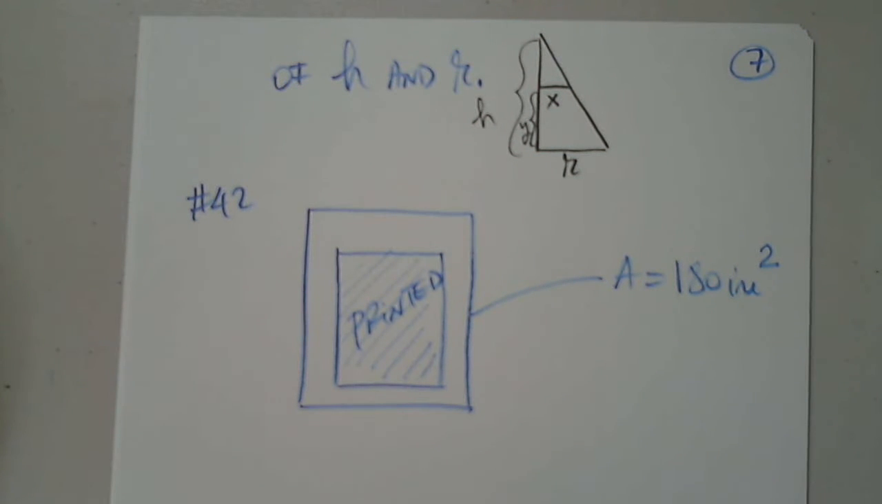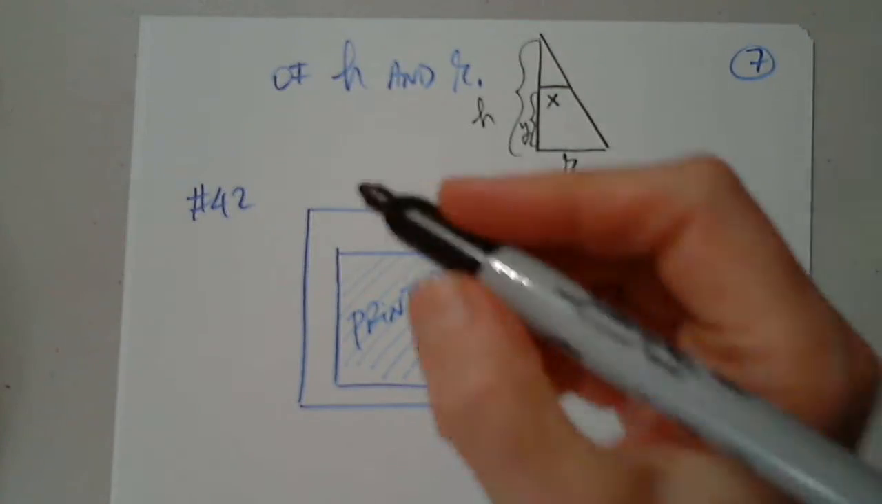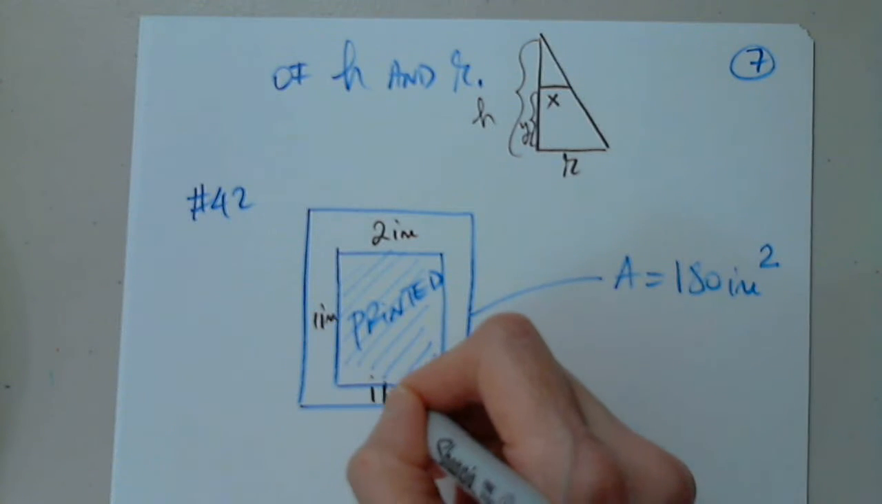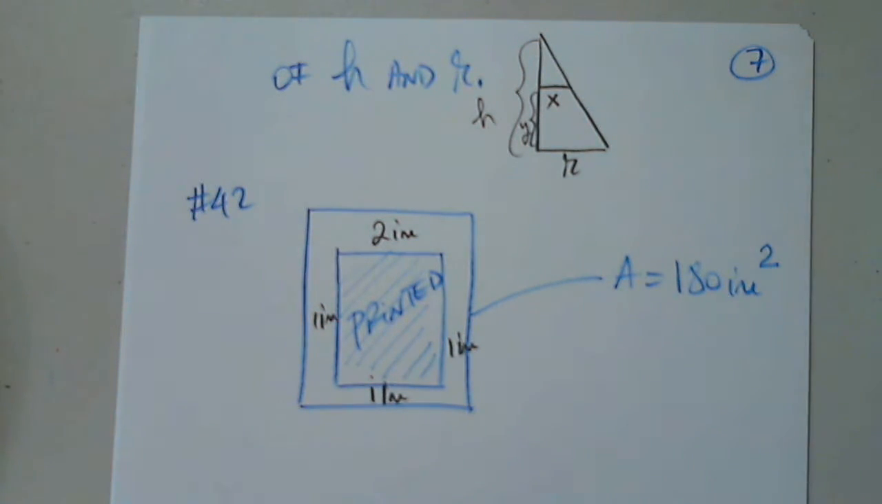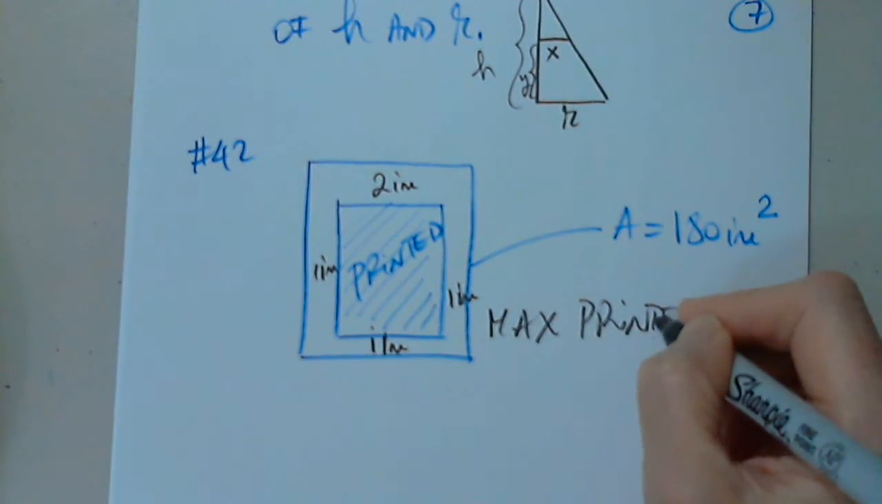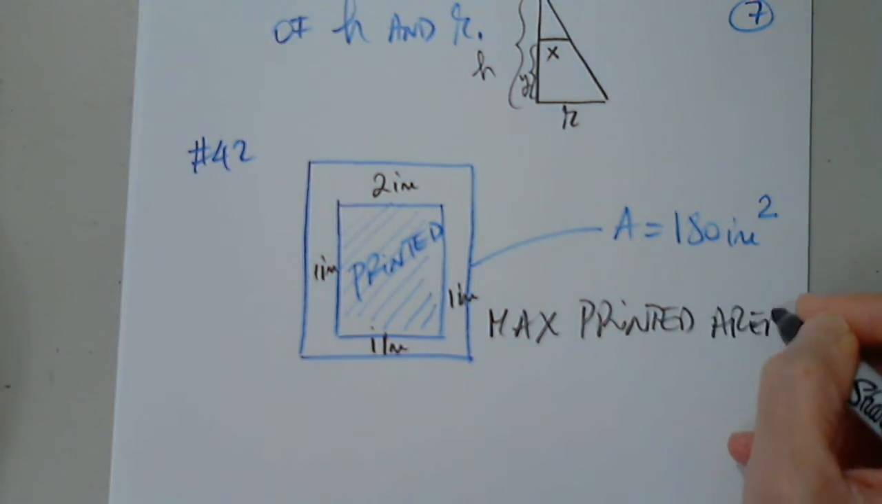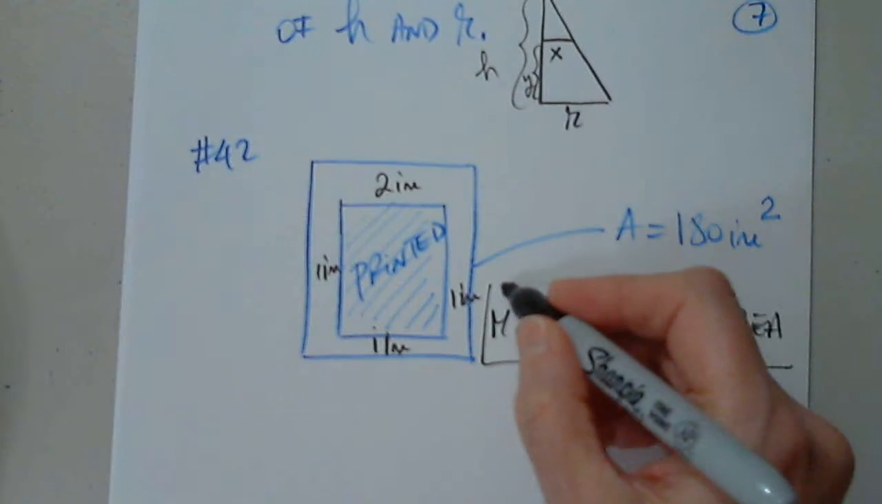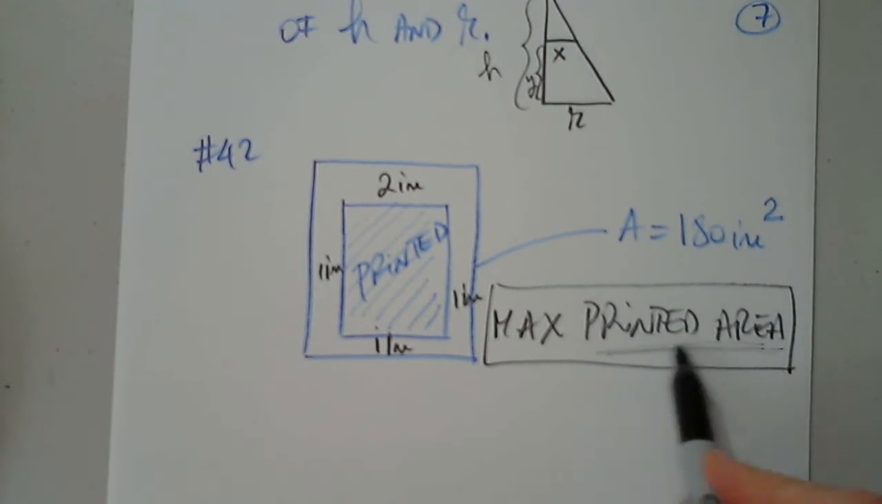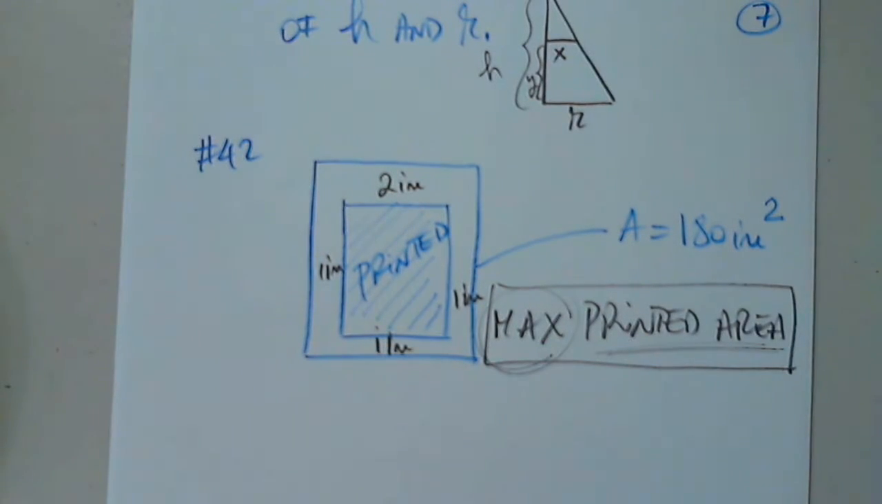So this is the printed area. And they say that only the top has 2 inches. So here, this is 2 inches, 1 inch, 1 inch, 1 inch. What dimensions will give the largest printed area? So we want to maximize printed area. So like always, we have to find the printed area, a function, and then maximize it.